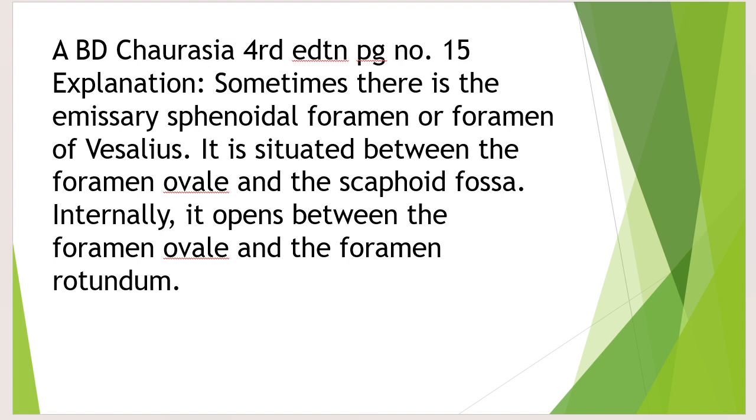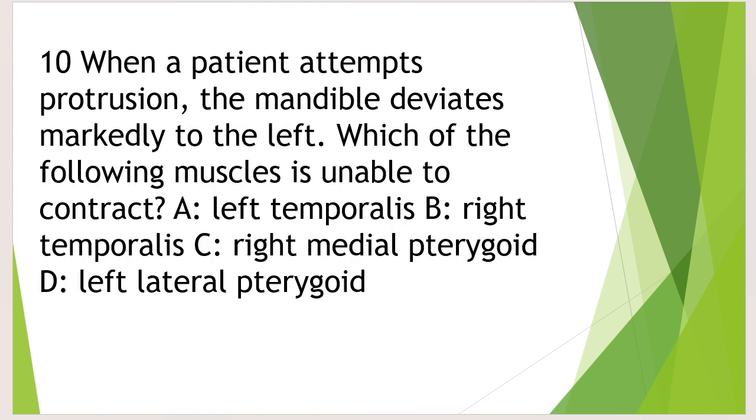Coming to the next question. Question number 10. When a patient attempts protrusion, the mandible deviates markedly to the left. Which of the following muscles is unable to contract? A. Left temporalis, B. Right temporalis, C. Right medial pterygoid, or D. Left lateral pterygoid.